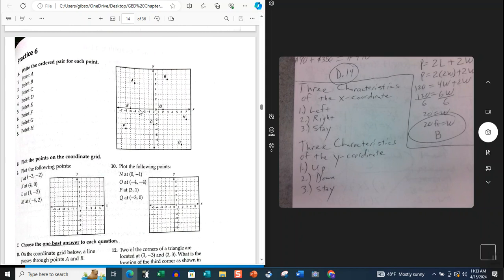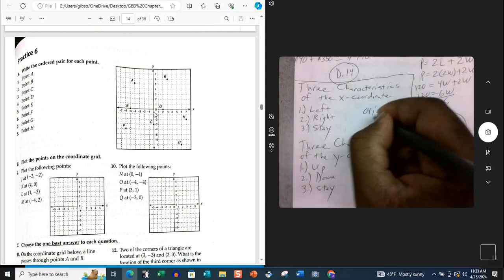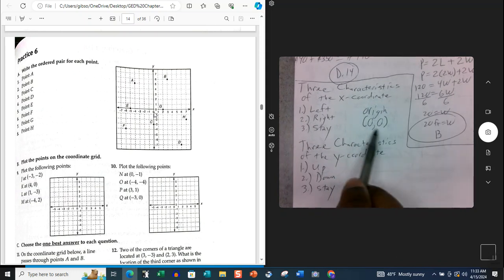Now, if you notice here, this is the x-axis and the y-axis. Now the origin, if you're asked for the ordered pair for the origin, is x is 0 and y is 0. That is the origin's ordered pair. And that is where you start whenever you're looking for a particular point. You always start back at the origin, and that is where the x and y axes meet.